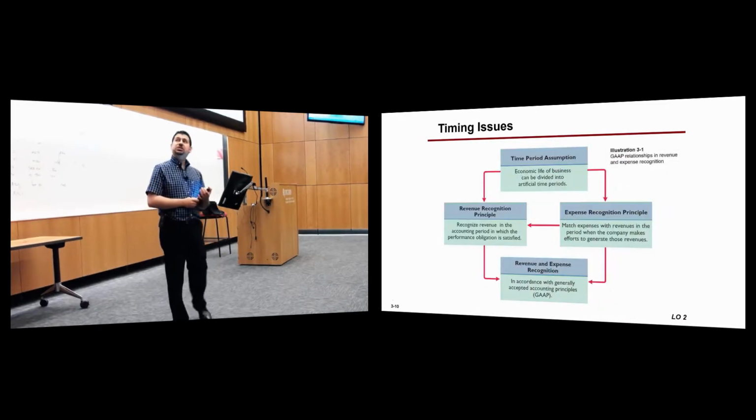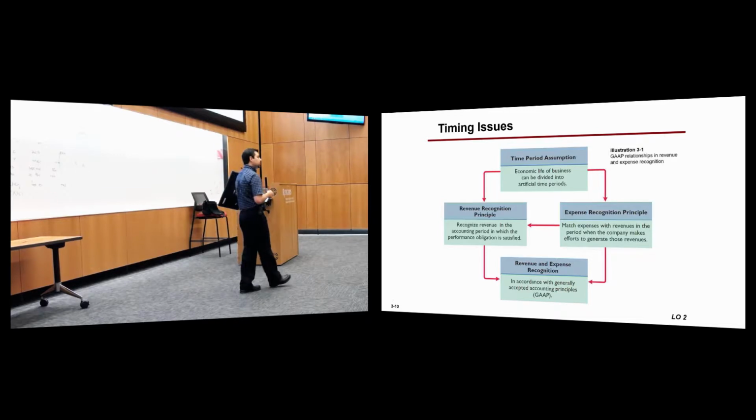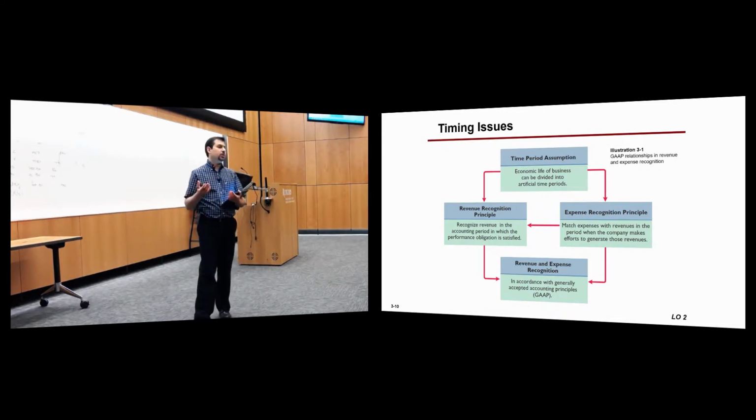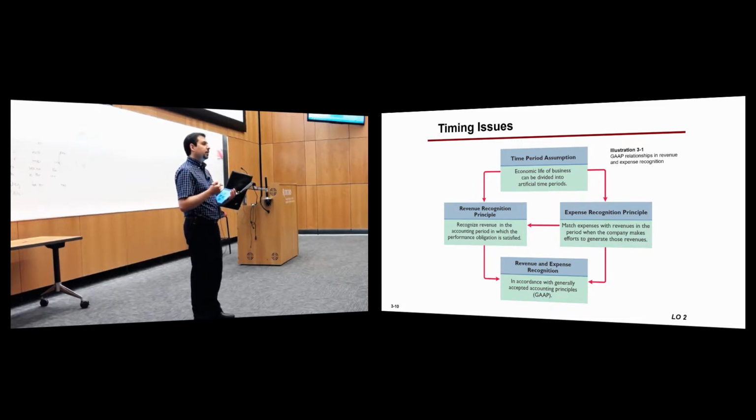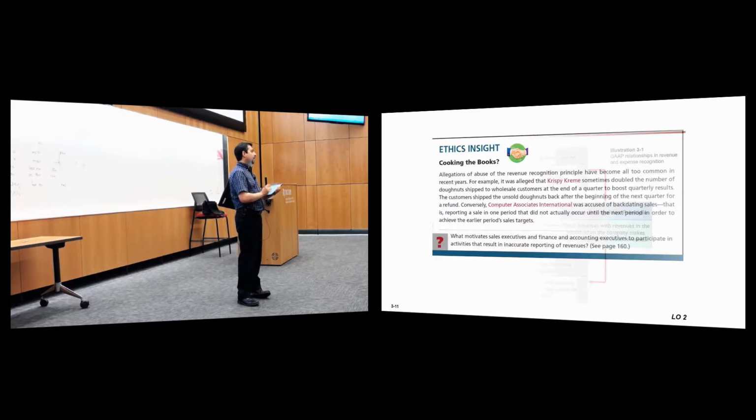So this slide here just shows basically what we learned here. We have the time period assumption. Because of the time period assumption, this will affect the time certain revenue or expense are recognized. So it affects revenue recognition. Expenses, they follow revenues. It's the matching principle, and all this will lead to the revenue and expense recognition under GAAP, which uses accrual basis accounting. Any questions?